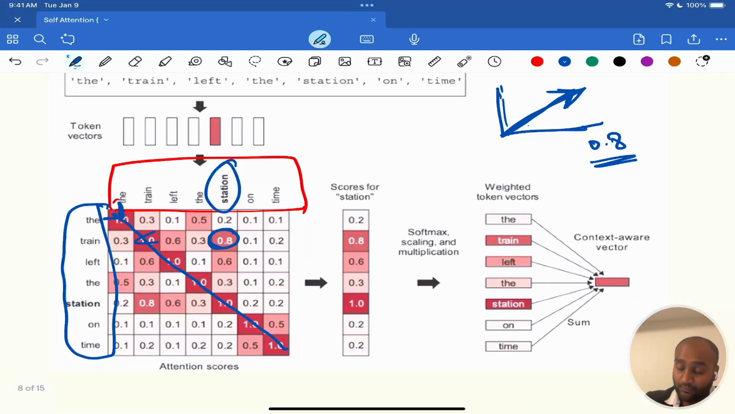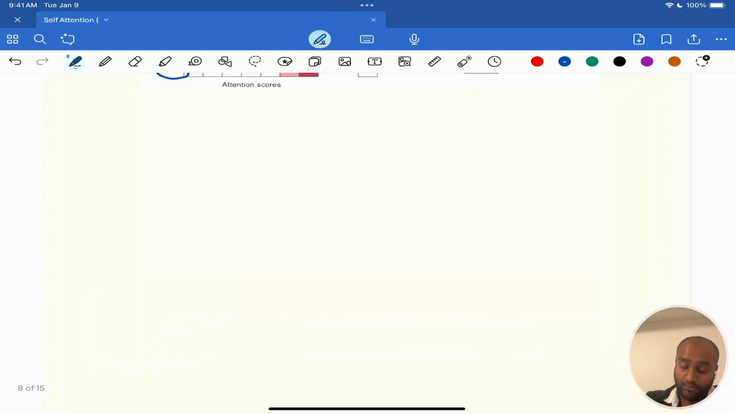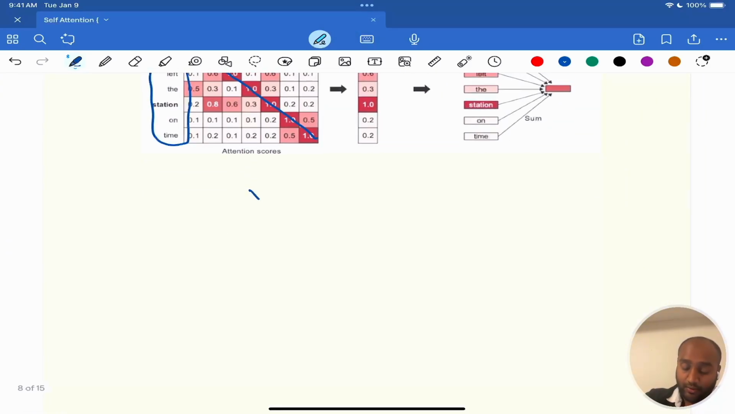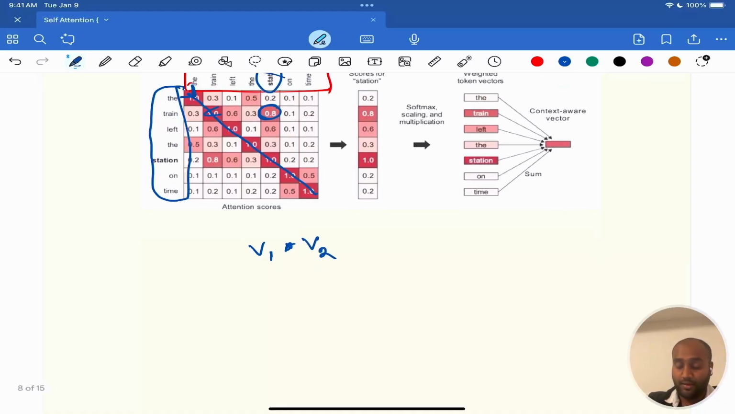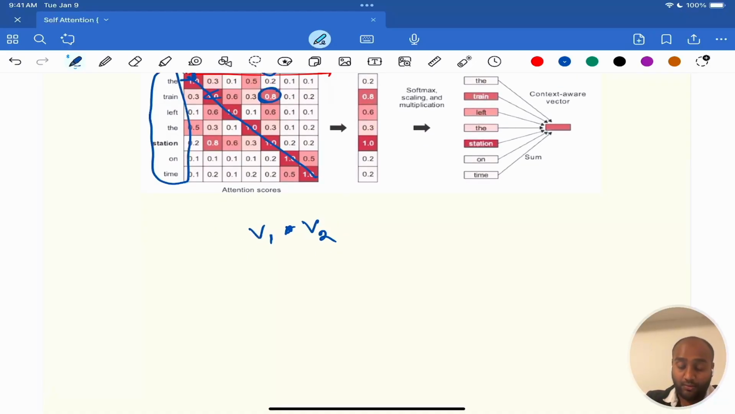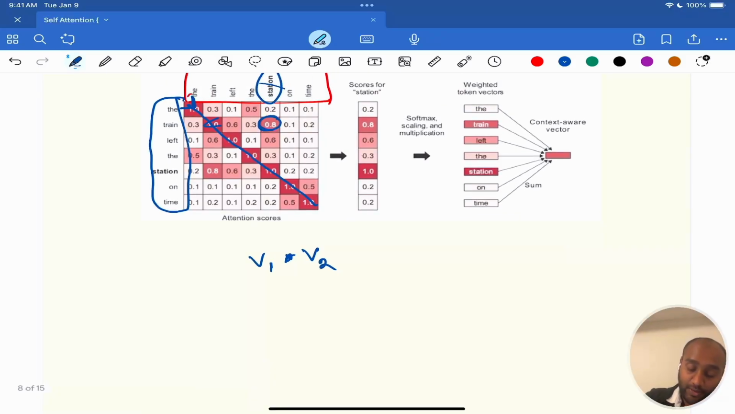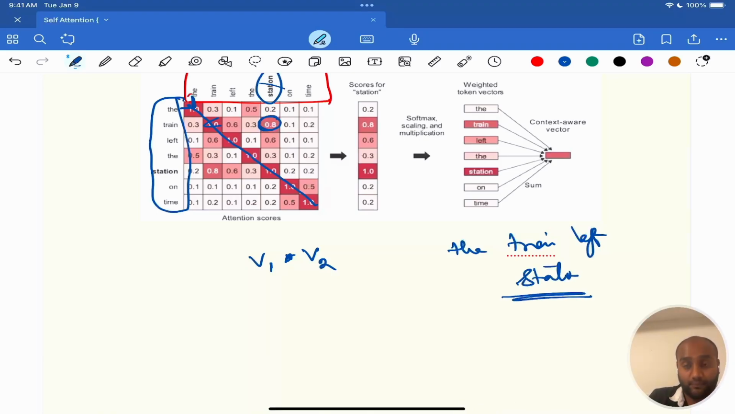Yeah, you might as well do v1 times v2. Here v1 and v2 are the same vector and compose this matrix, right? Because it's the same thing. You're obviously right, we can do that. But the problem is here we have already assumed that we have ideal representations for the train, left, station, etc. We already have assumed ideal representations for all of them.